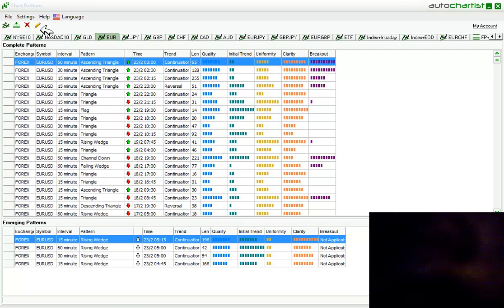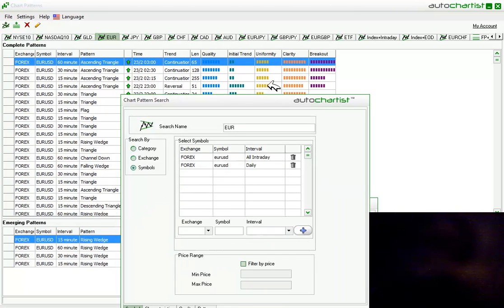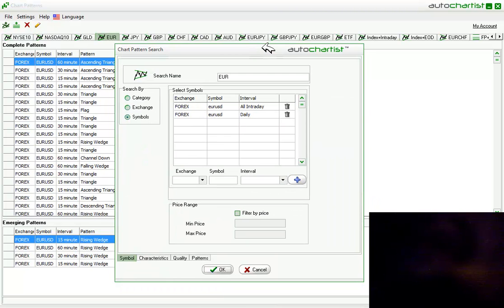So the first thing we want to do is go ahead and click on this pencil icon right here, and that will bring up the chart pattern search criteria pop-up window. Now, when you are first starting off with AutoChartist, remember that you're dealing with a platform that's really a customizable scanner, chart pattern identification, and alert software.